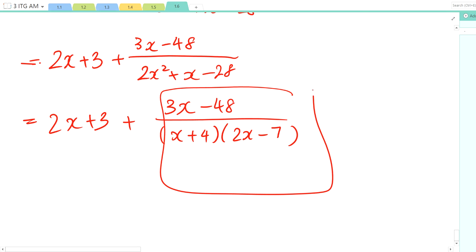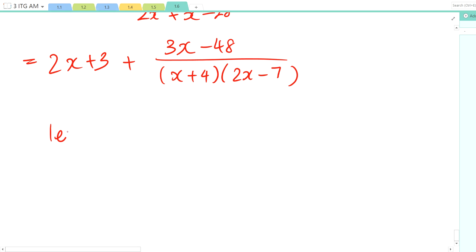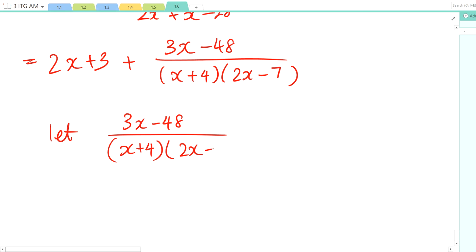Now, this is our fraction to be separated into partial fractions. Do you think you can handle this? Yeah, you should be able to handle this. So, we can continue writing. Let 3x minus 48 over x plus 4, 2x minus 7. Now take a look, I've isolated the fraction. I want to work on the fraction separately. So this must be equal to x plus 4, and the other one, what is the denominator?